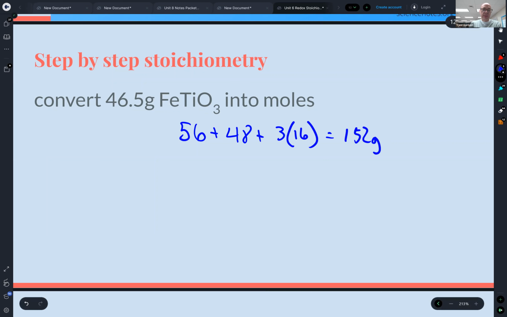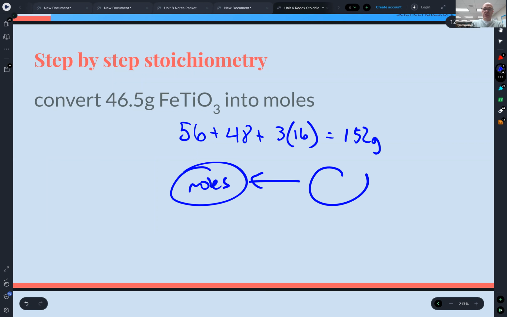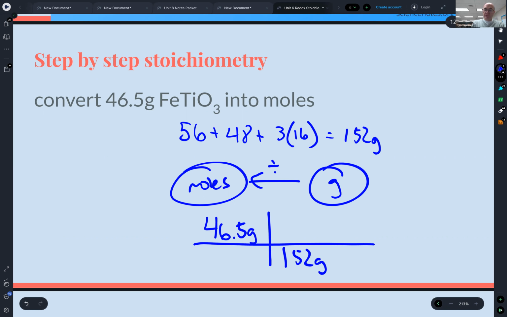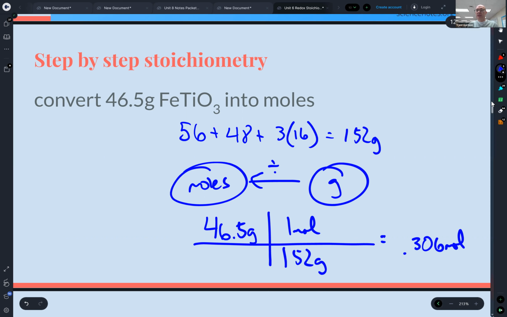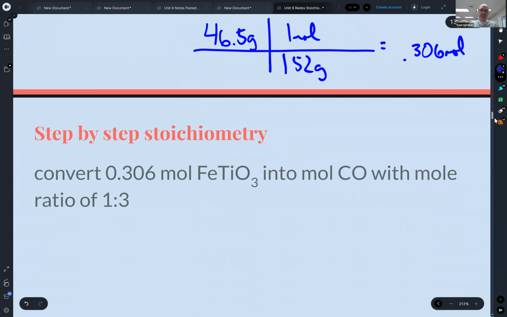Now, that's not my answer. I've got to remember the mole map says to convert grams to moles, I need to divide. Here's where it gets tricky, and you've got to remember this. You will start off on the wrong foot. Always write down what you are given first. Write down your starting amount, divide by what you looked up. Now we have a path to get ourselves turned into moles. So 46.5 divided by 152, and I get 0.306 moles. All right. That's how we convert grams to moles.